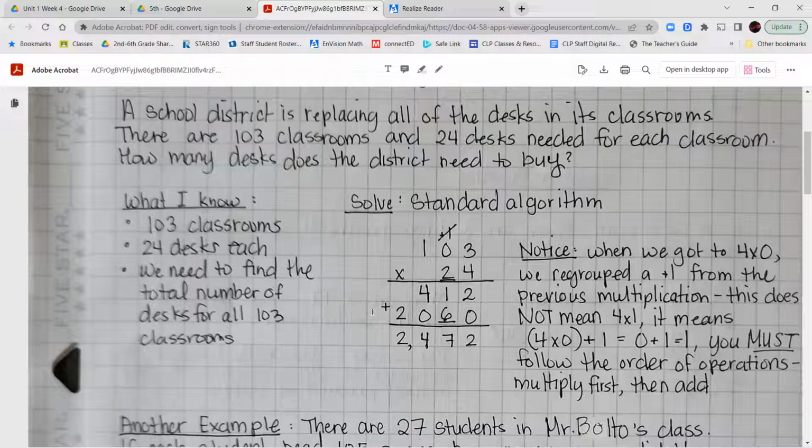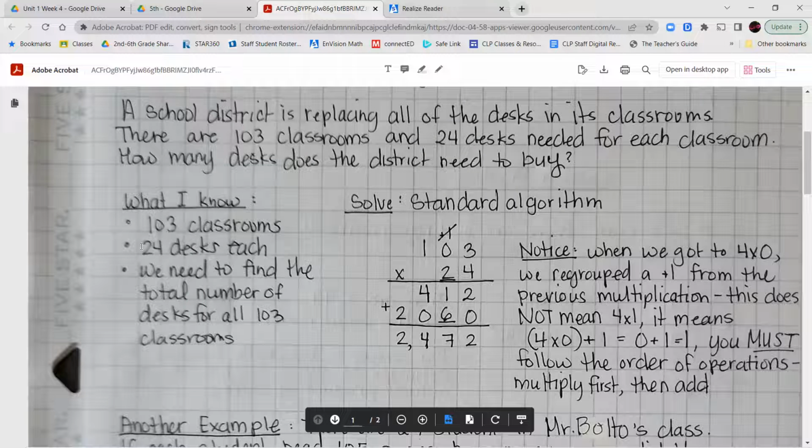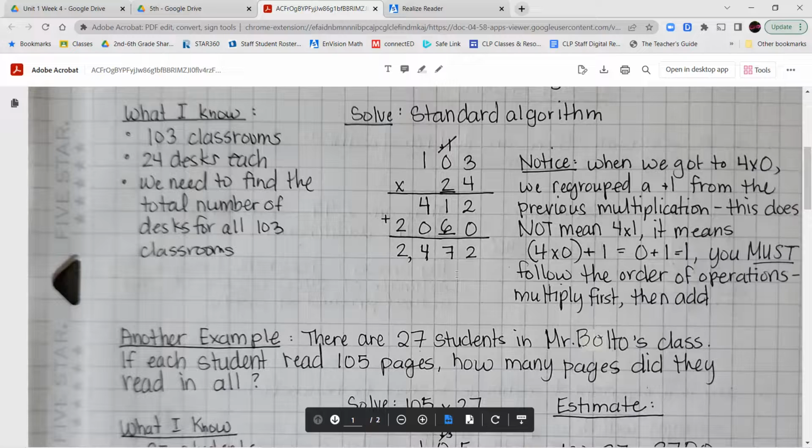A school district is replacing all of the desks in the classrooms. There are 103 classrooms and 24 desks needed for each classroom. How many desks does the district need to buy? So let's think about what we know. We know there's 103 classrooms. There's 24 desks for each of those classrooms, and we need to find the total for all of them. So we're going to multiply 103 times 24.